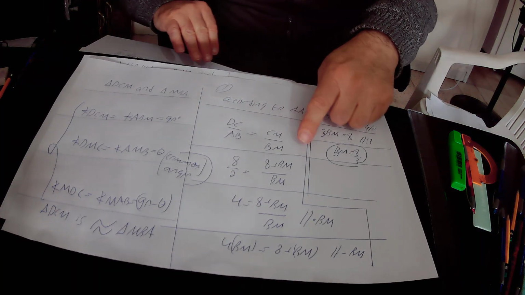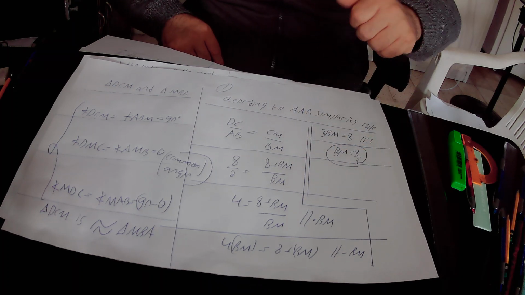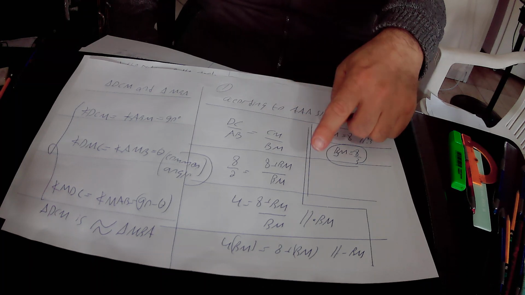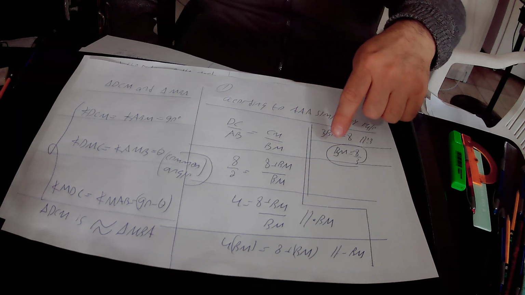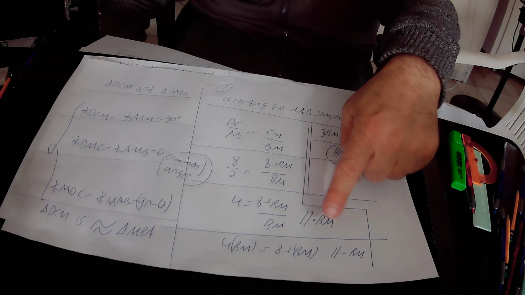Here, CM equals (8 plus BM) divided by BM. So 8 over 2 equals (8 plus BM) over BM. 8 over 2 is 4, so 4 equals (8 plus BM) over BM. Here we multiply this equation by BM and find that 4 times BM equals 8 plus BM.